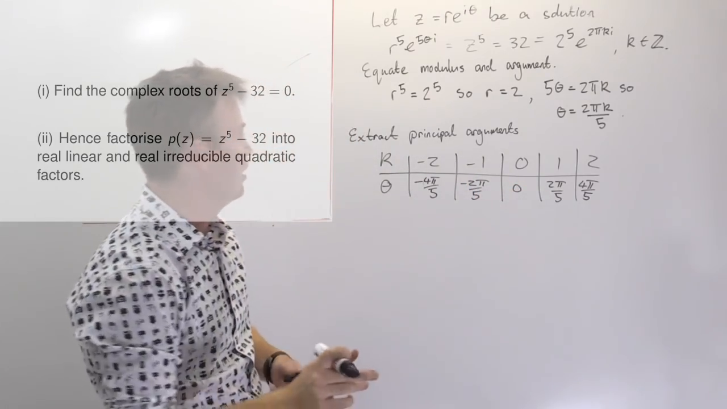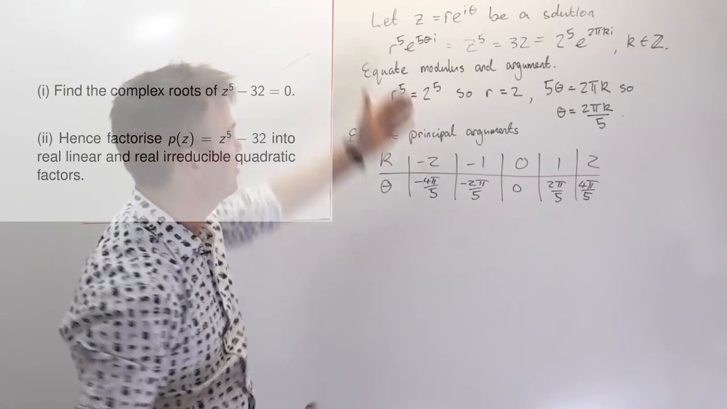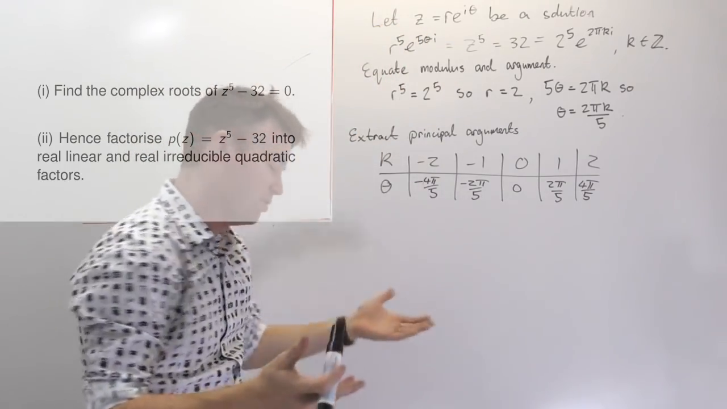Behold my principal arguments. I've got 5 of them, and I was expecting 5 because this is a degree 5 polynomial, so I know I must get 5.